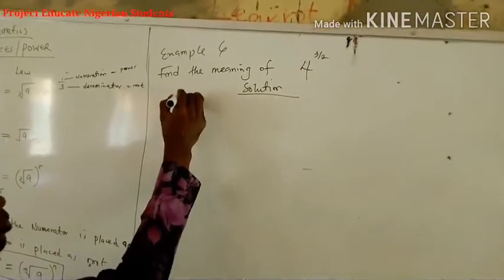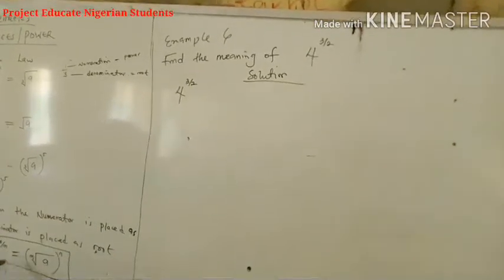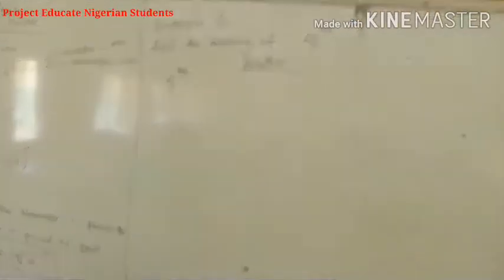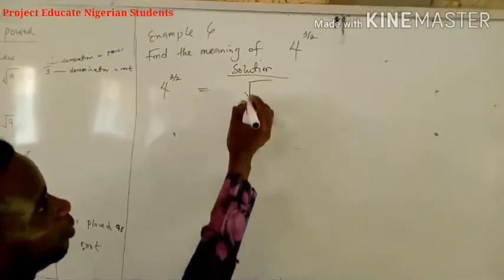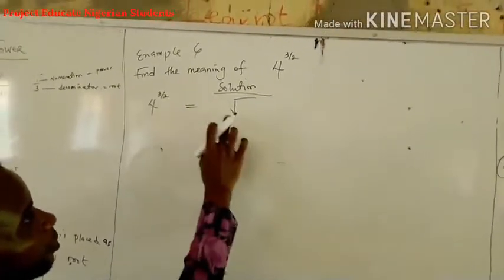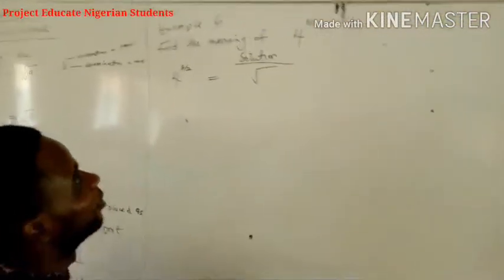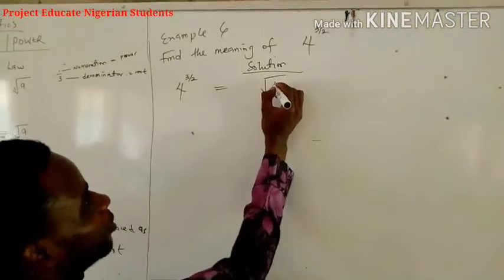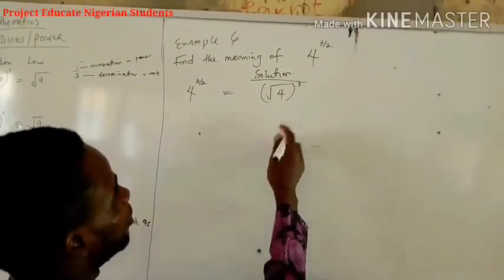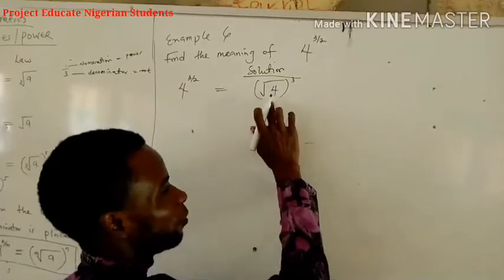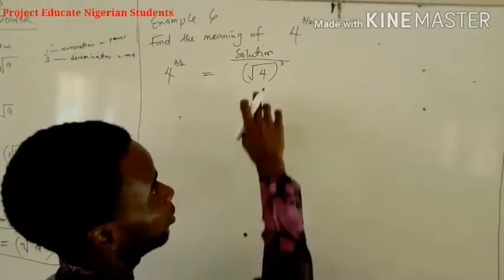We'll have 4 to the power 3 all over 2. You use the formula given to us here. You put this symbol. What should be here? 2, but it's not written, we already know that 2 should be there automatically. Your base is 4. Then you put 3 here. Okay, so what is the square root of 4? You look for a number, when you multiply it 2 times, you get this 4.